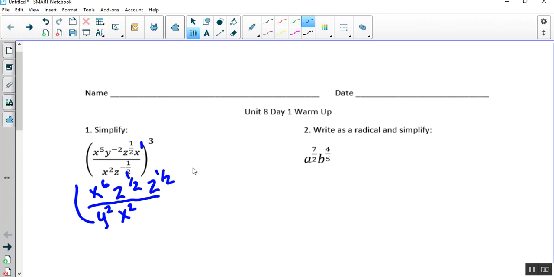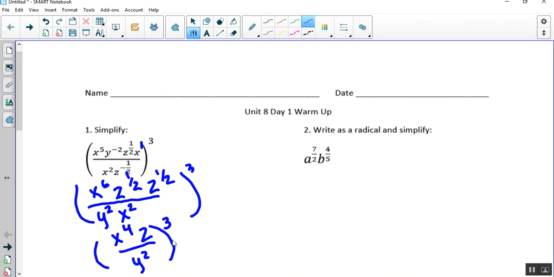And of course, this is all in parentheses and a third power out here. So then once again, I have z to the 1/2 times z to the 1/2. I'll add those and get z to the 1 on top. And then another exponent rule says when you divide powers of the same base, you can subtract the exponents. So 6 minus 2 will give me x to the 4th. So I have x to the 4th, z to the 1 over y squared, and that's all to the 3rd power.